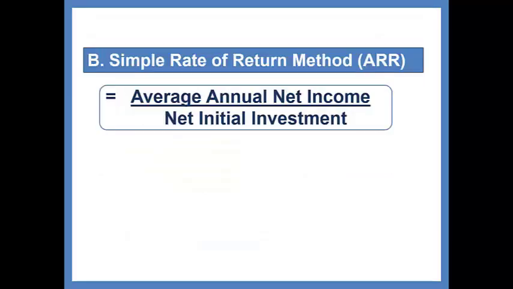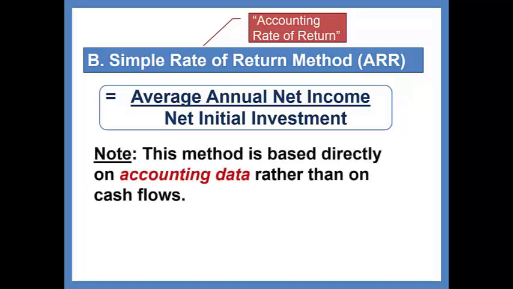Now our next technique is called simple rate of return. A lot of people call this accounting rate of return. That's why you see the abbreviation ARR there. I like this because if you look at the formula, you take average annual net income divided by the net initial investment. So you can see by using income, this one uses accounting data. Note that all of the other techniques are going to use cash flows. This is the only technique that's going to use income in its calculation. That'll help you remember the formulas.